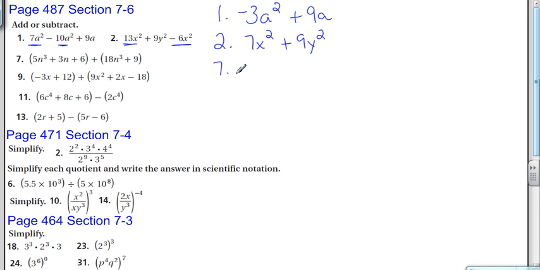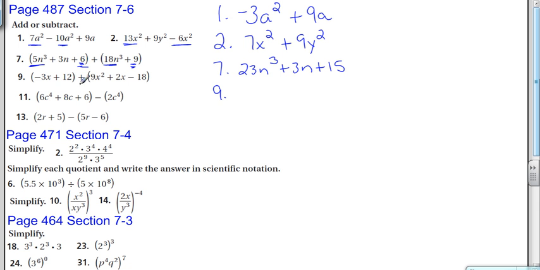For number 7, there's an addition sign between these two sets of parentheses, so the parentheses don't even matter. So I'm just going to ignore the parentheses. But 5n cubed and 18n cubed are like terms, and 6 and 9 are like terms. So I can add 5n cubed and 18n cubed and get 23n cubed. There was nothing to add to the 3n, so I'm just going to put him in there. But I can add the 6 and the 9 and get 15.